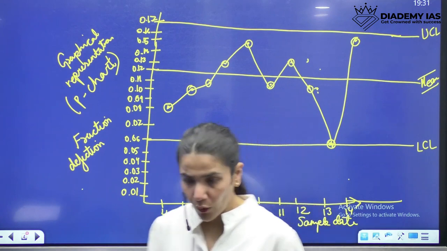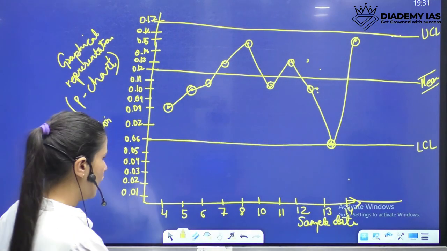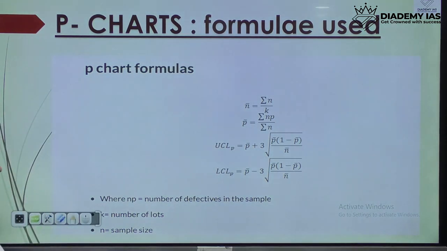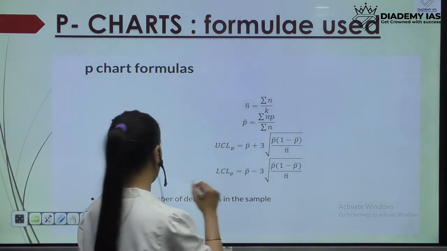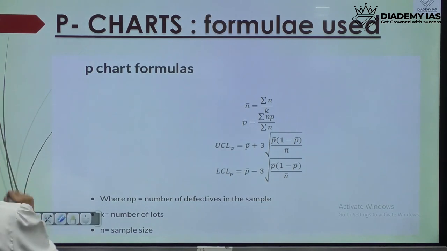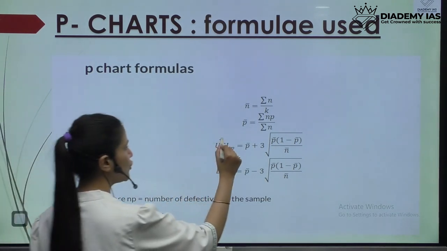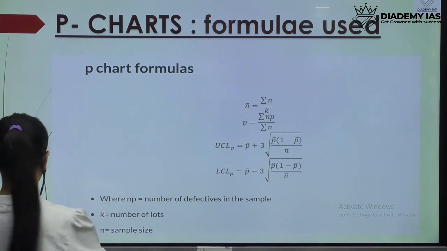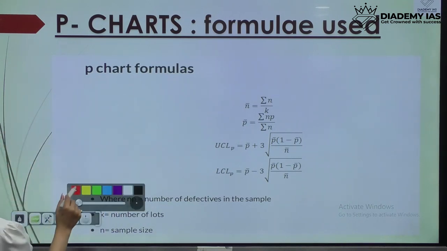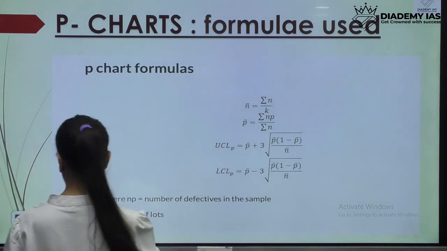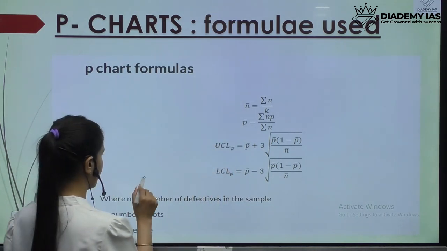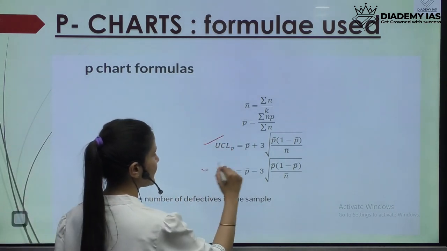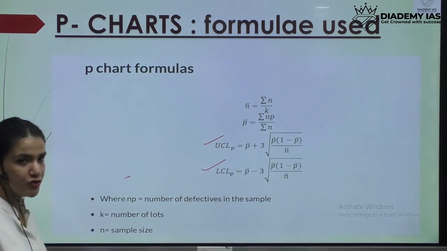So with this, let me just go back to our slides for today. Remember the formula, students? I have already told you, this is the formula for both of them that we are having, for the UCL and for the LCL. Okay, this is the UCL, this is the LCL, the easy formula that I have mentioned to you.